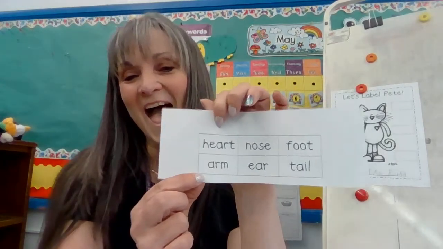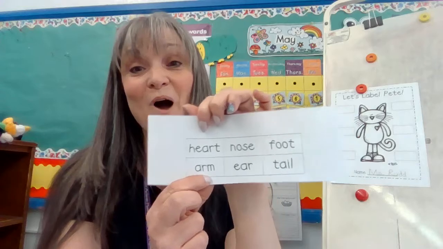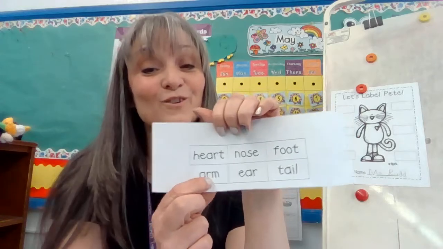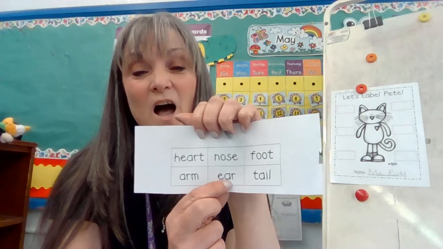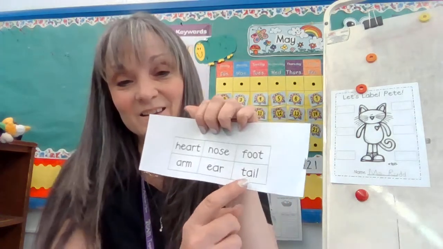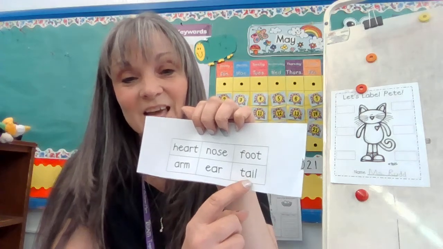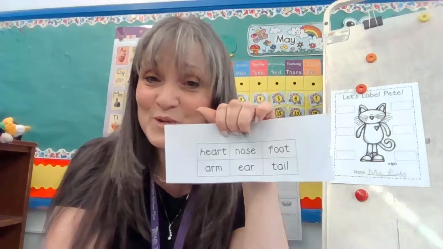Foot. Foot. Oh, this one's hard because it's not arm. Arm. But could it be arm? I hear the A and the M. Arm. Ear. Ear. And the E and the A go together. Ear. There aren't any of these words you can sound out.